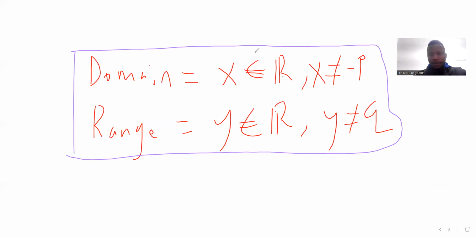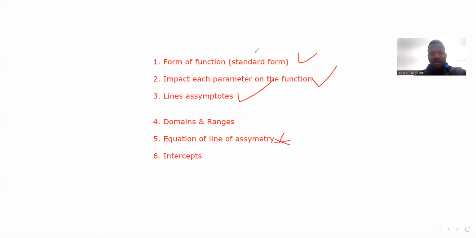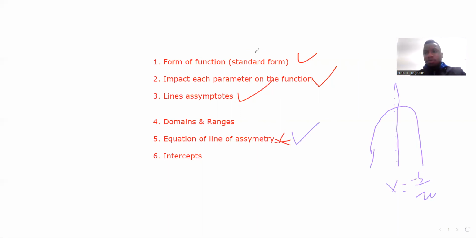Okay, and then I think the last part, which is important to understand, is being able to derive the equations of lines of symmetry. Remember, the line of symmetry is the line that divides the curve into two equal parts. For a parabola, the line of symmetry was x equals minus b over 2a. That line cuts the graph into two equal pieces.